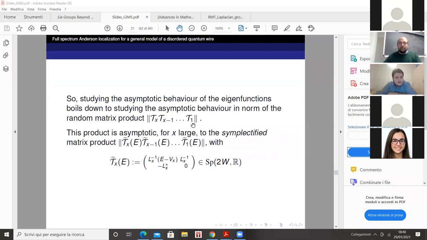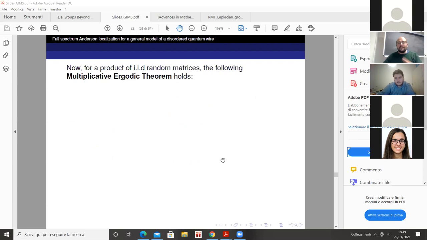We actually prefer to have symplectic matrices for a bunch of different reasons. So you can take this matrix instead. In the asymptotics, it's completely equivalent. And so you are considering a random walk on the symplectic group. So what can we say about its limit?